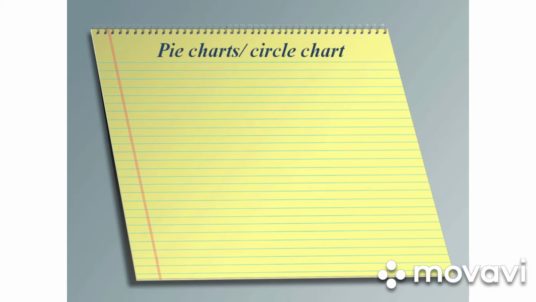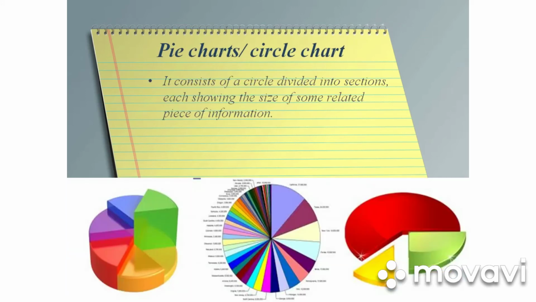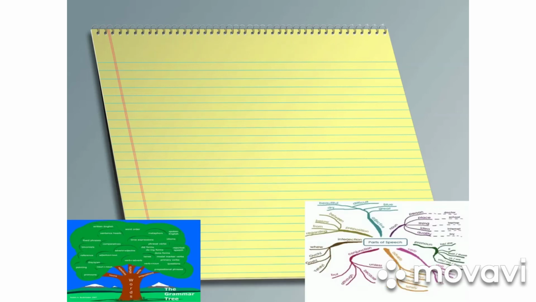Pie charts or circle chart. Pie charts consist of a circle divided into sections. Each section shows the size of some related piece of information. It is used to show the sizes of parts that make up a whole.